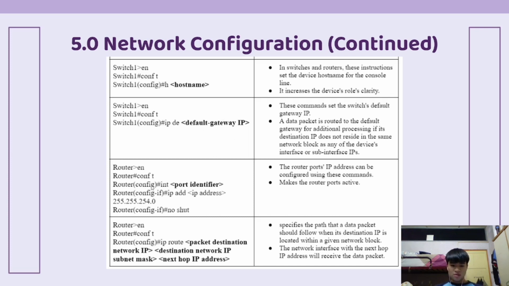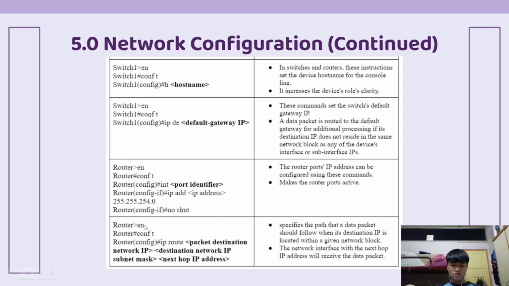So next command, same, we need to go into the configuration mode, configure terminal, and we need to go into the interface, for example GigabitEthernet 0/0, and same, ip address. Here is the IP address and subnet mask, and no shut.